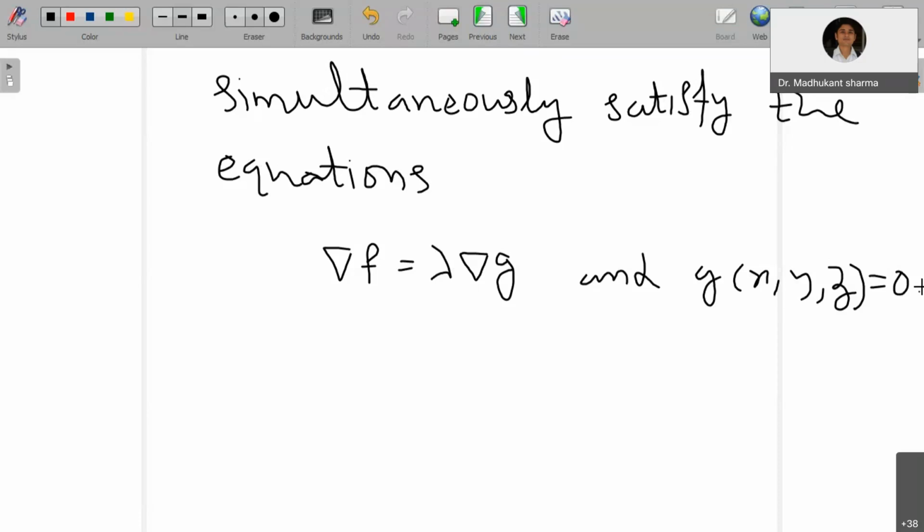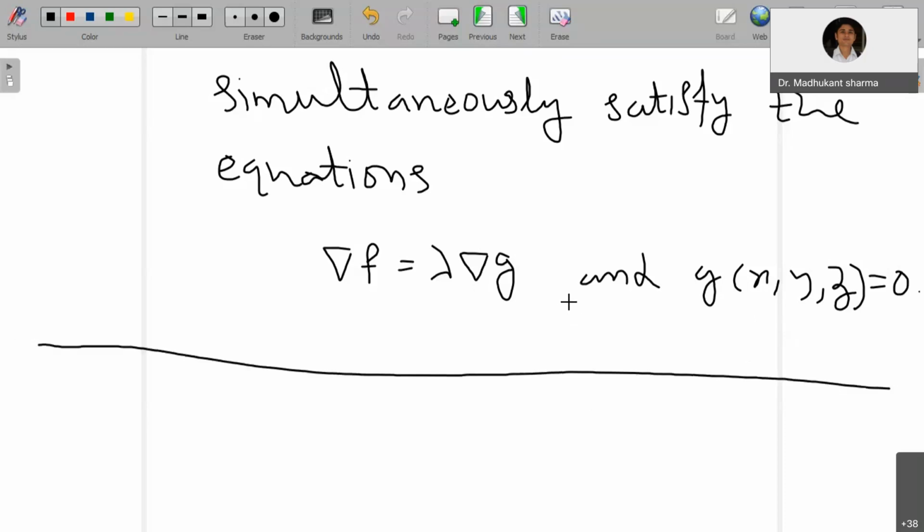If you have a function of two variables, you will have the same condition: grad f equals lambda times grad g and g of x, y equals to 0. So z will not be there. This is the definition of the method of Lagrange multiplier. Now let's try to solve problems.